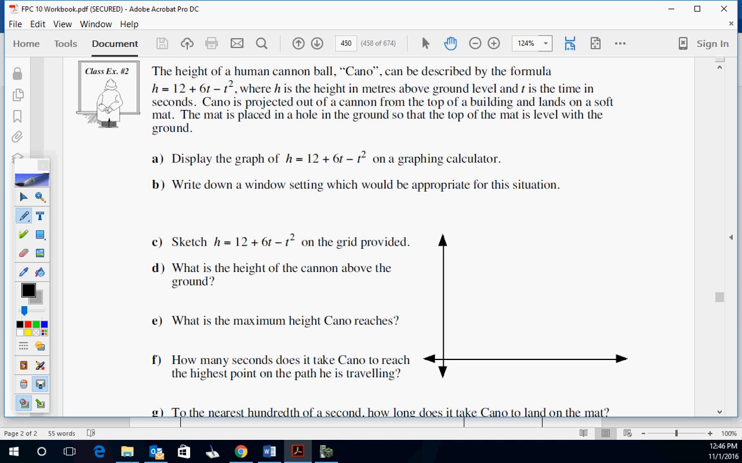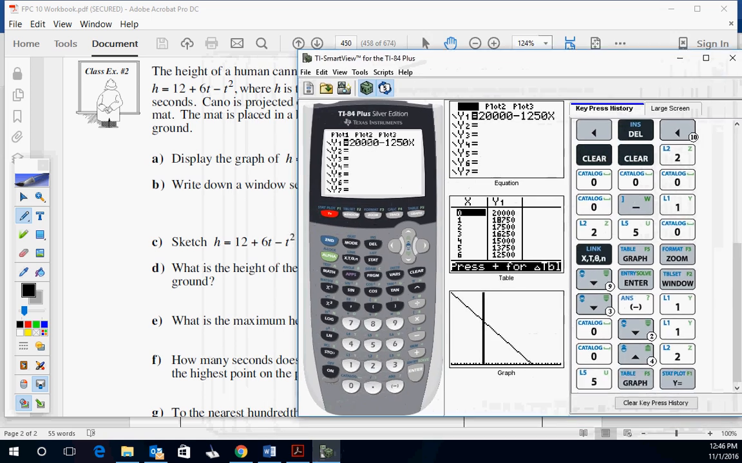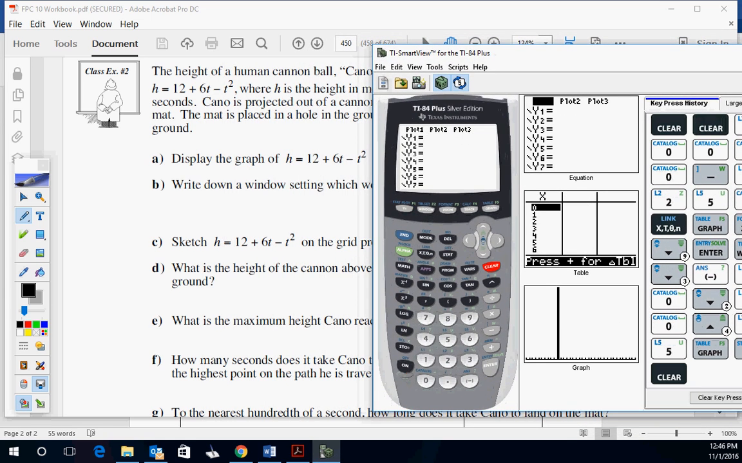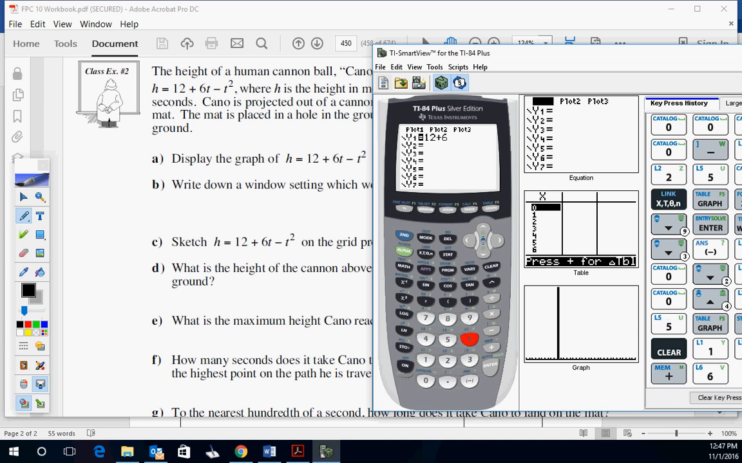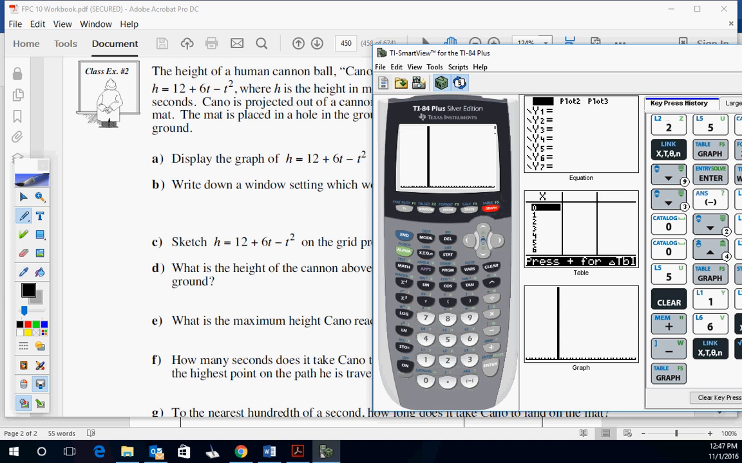Okay, so we're going to display the graph first. We're going to put this in our calculator and see what this looks like. So let's do that. I'm going to go y equals, clear that one out, 12 plus 6x minus x squared. Okay, I'm going to hit graph, and my graph's going to be bad because my window's still from the one you guys just used. Our window's too big.